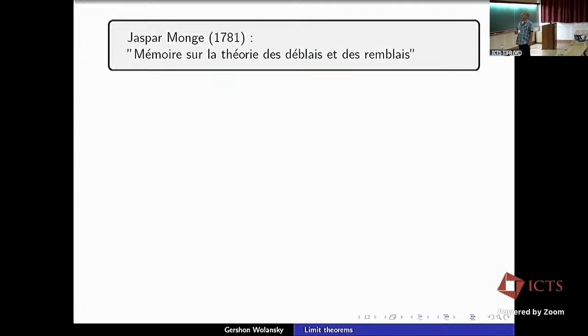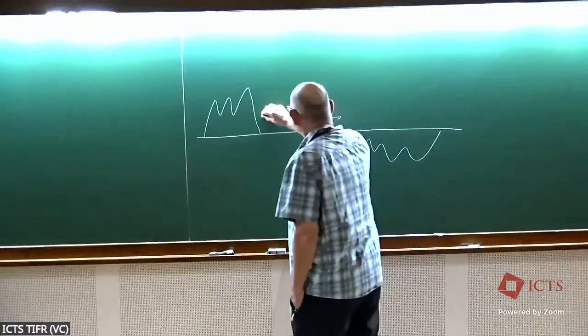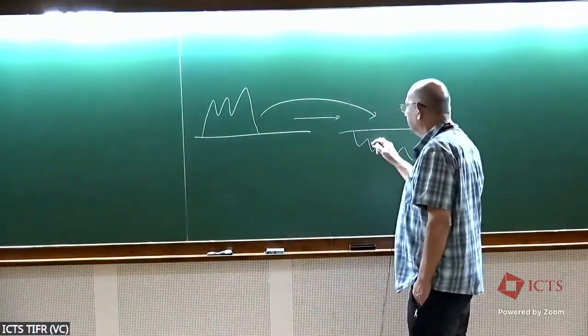Where did it start from? In the 18th century, Gaspard Monge published a paper, Mémoire sur la théorie des déblais et des remblais. So what is this? The idea is that we have a pile of dirt, and we want to move it to another excavation. We want to send stuff from here to here.